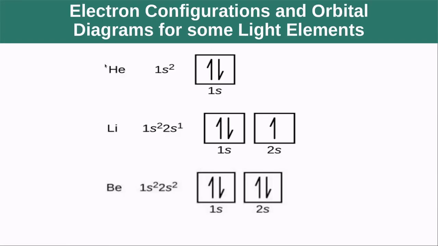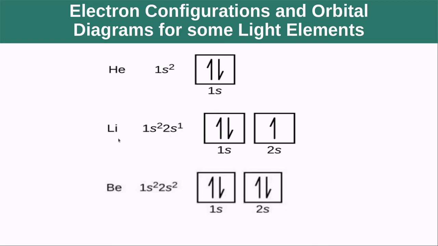So if we have helium in its ground state, neutral atom, it has an electron configuration of 1s2. So it's in the principal quantum number 1, in that s orbital. There's 2 of them. And we're going to write that by making a little square that represents that 1s orbital, and then writing 2 electrons in it with opposite spins.